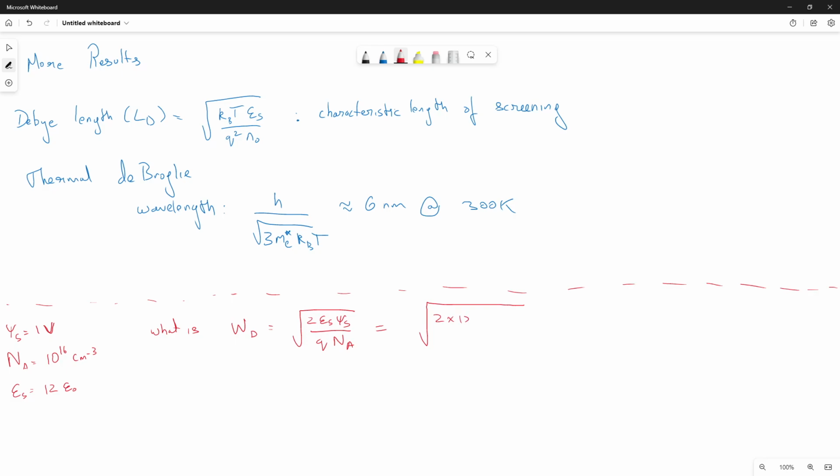So that is 2 into 12 into epsilon naught into 1, divided by. This is per centimeter cube. Since we are using SI units for everything, this has to be converted to meter cube. If we convert it to meter cube, a factor of 10 to the power 6 will arise. So I'm going to write it as 10 to the power 22 into 1.6 into 10 to the power minus 19, that is the charge of an electron. Let me calculate it quickly. You can also do some back of the envelope calculation and give me an approximate answer if you can.